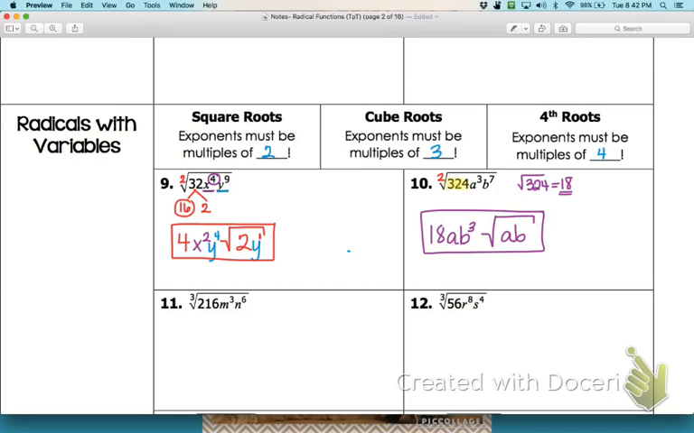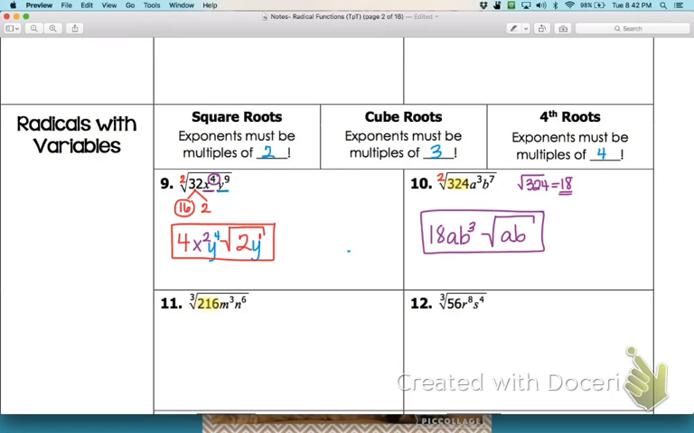Okay. Number 11, I have the cube root this time of 216 m to the 3rd n to the 6th. So what we want to check first is to see if there is a perfect cube that goes into 216 or if 216 is on our list.